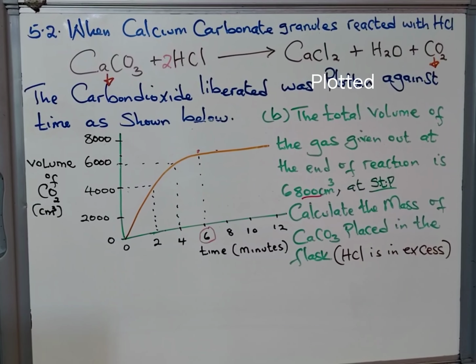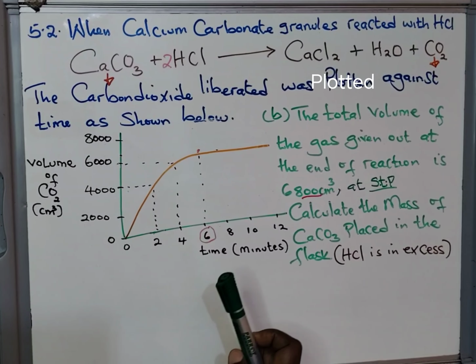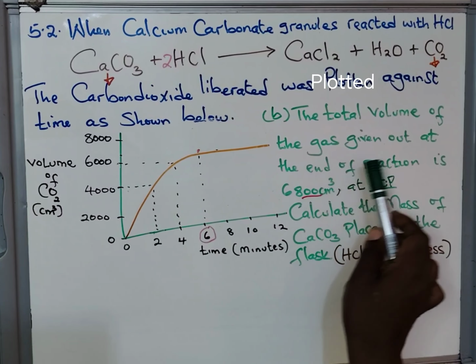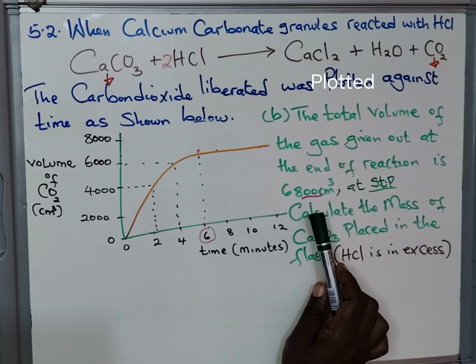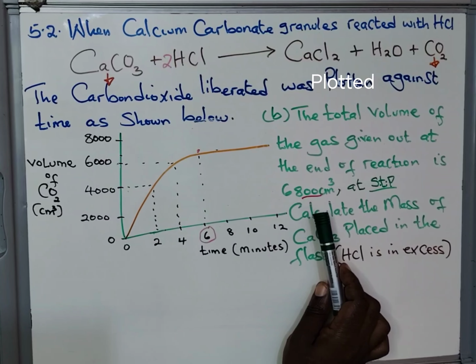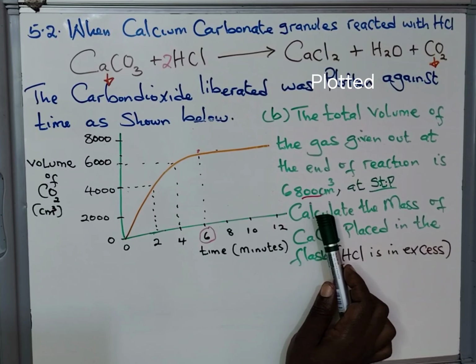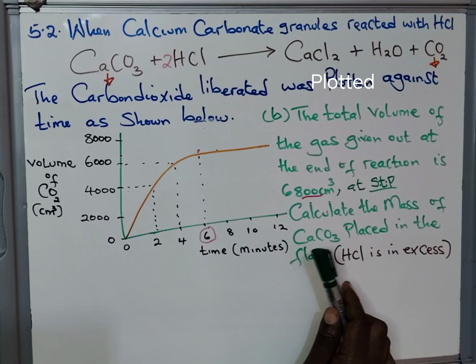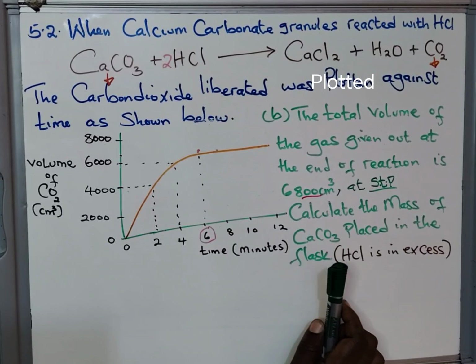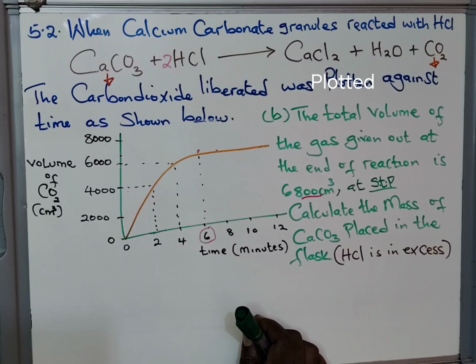Yeah, so comes this question. It says that the total volume of the gas given out at the end of the reaction is 6,800 cubic centimeter at STP. Then the question says, calculate the mass of calcium carbonate placed in the flask. How do we go about this?